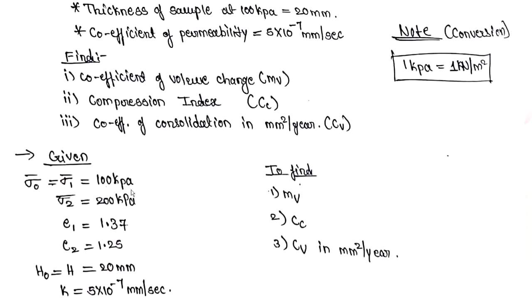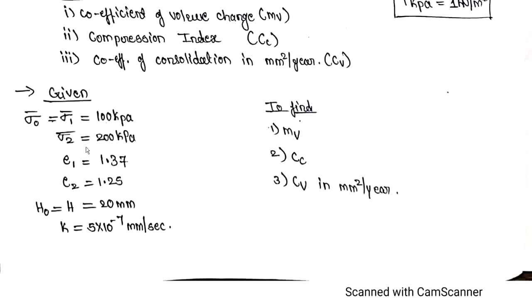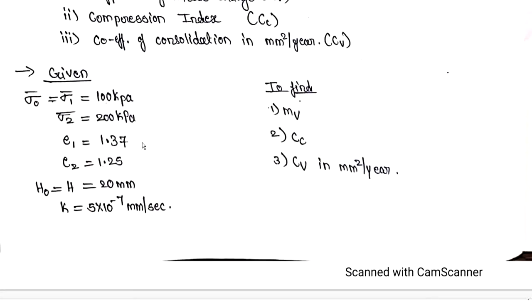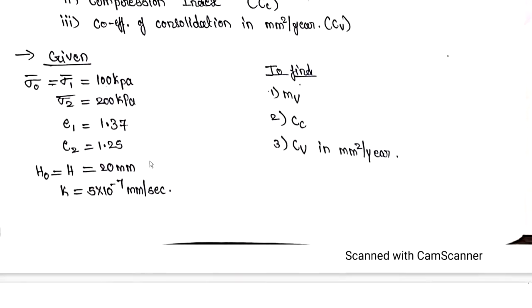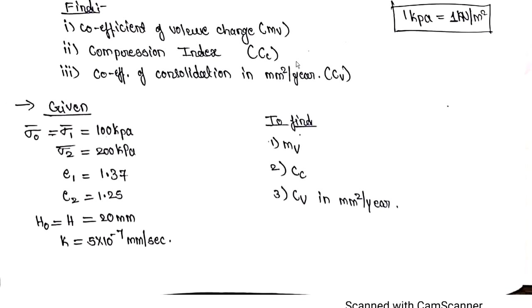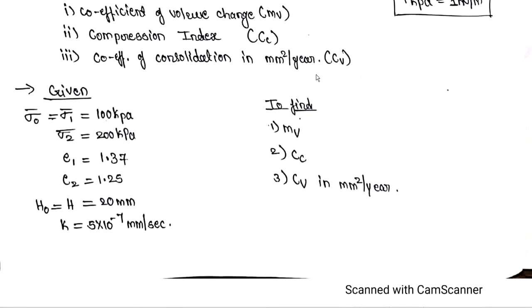Initial stress which we applied is 100 kPa. Final stress which we applied is 200 kPa. e1 is equal to 1.37, so initial void ratio, final void ratio is 1.25. So H0 is equal to H, our thickness of the layer, is equal to 20 mm. K, coefficient of permeability, they have given as 5 into 10 to the power minus 7 mm per second. mv we need to find out, Cc we need to find out, and Cv in mm square per year we need to find out. They specifically mentioned mm square per year, so we need to calculate it in that unit.